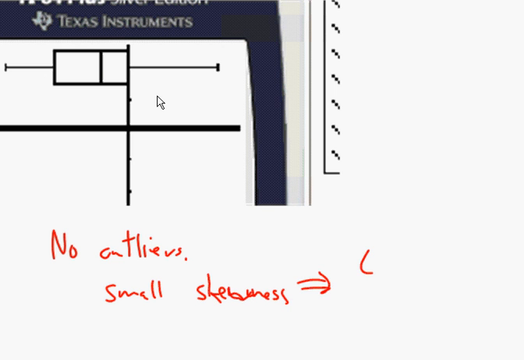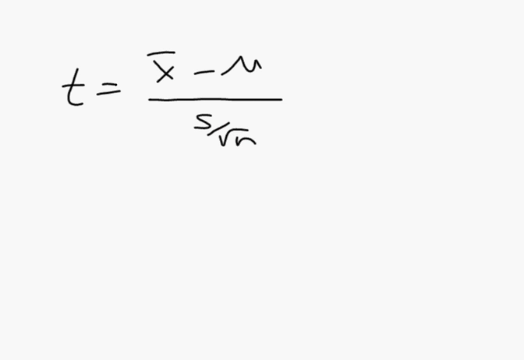So this implies that the t procedures are safe to use. That's what you want. You want to make sure that these things are safe to use. So your assumptions are done. We're ready to start finding a t-score. Okay? So a t-score looks like this. It's x bar minus mu over the standard error, S of x over root n. Now, we need to get x bar, and we need to get S of x.